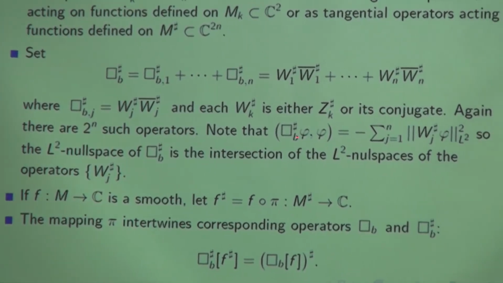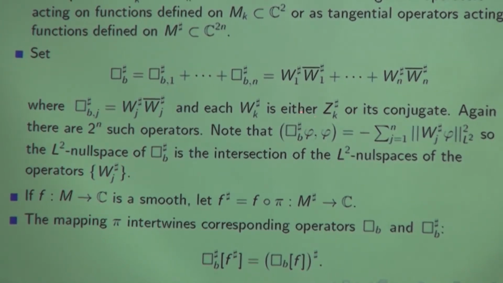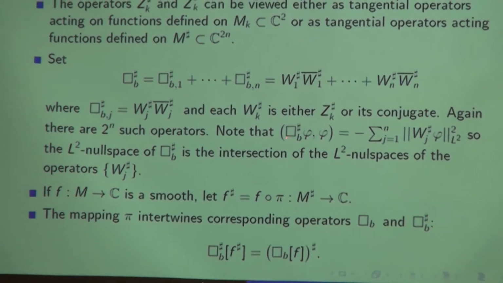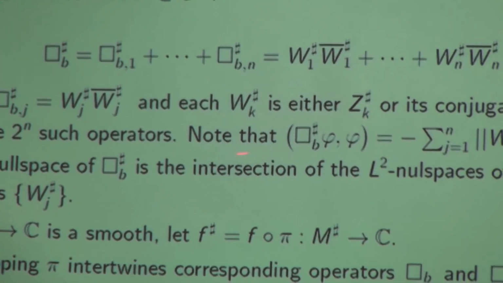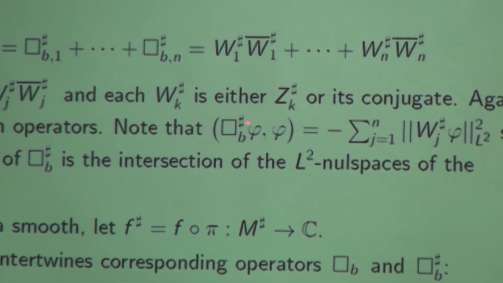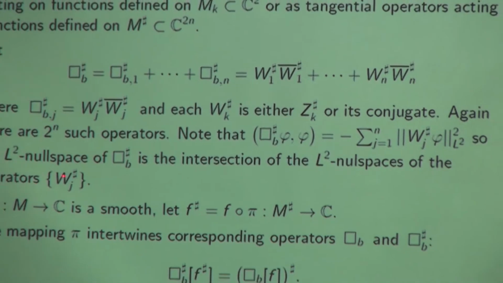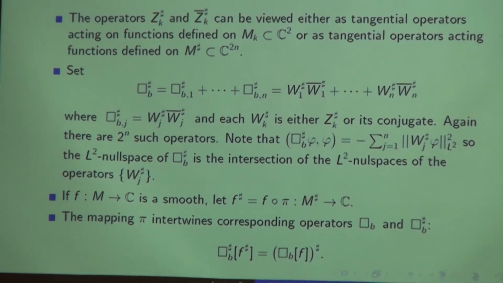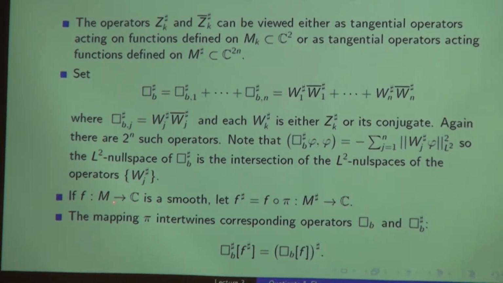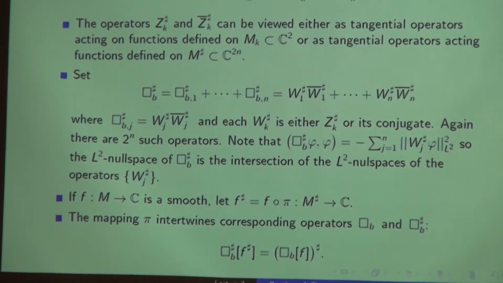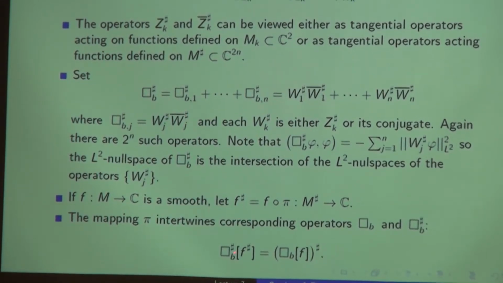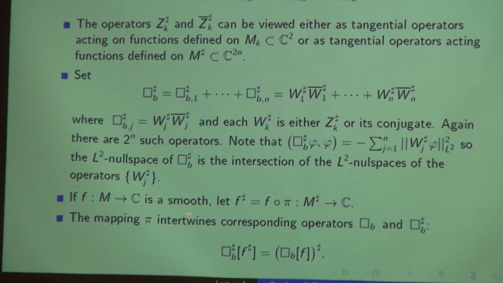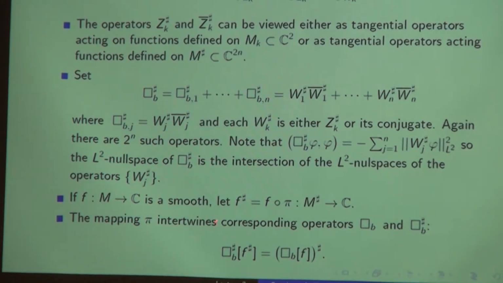I would point out that, I hope I have this right, if I look at the inner product of this box sharp with phi, I get a sum of squares, so the null space of this box, formally the null space, is the intersection of the null spaces of these W's, right? We're going to do just what we did before. If f is a function downstairs on the manifold that I'm really interested in, I can pull it upstairs by composing with that mapping. And I claim that this mapping intertwines those two operators. This, again, I think is the key to what Jeff was asking.